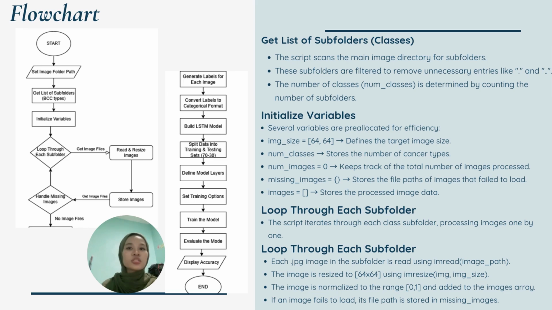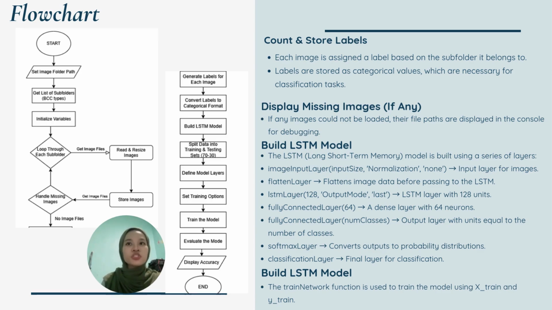Next, loop through each subfolder, iterating through each BCC category folder. Load the images and resize them to a uniform dimension. Then identify and manage any missing or unreadable images, and save the processed images for further analysis. Next, assign labels to images based on the subfolder names, and convert the image labels into a format suitable for machine learning. Then construct a long short-term memory (LSTM) network for the classification, and divide the dataset for model training and validation.